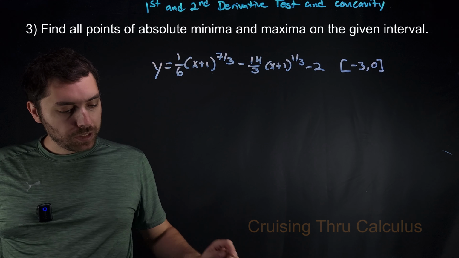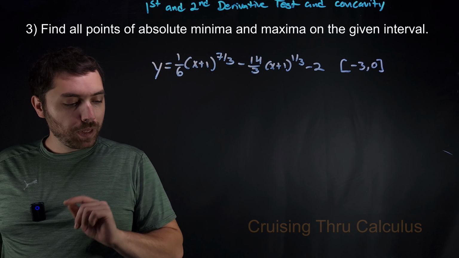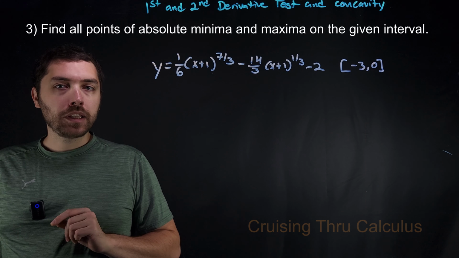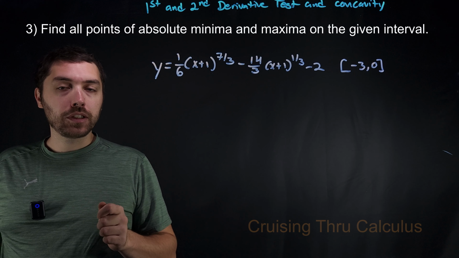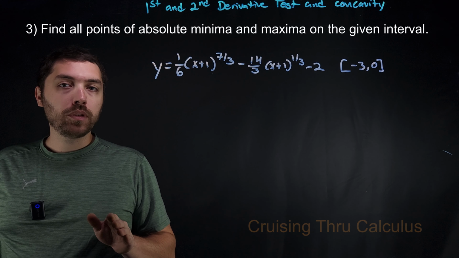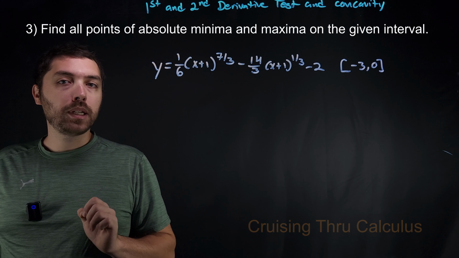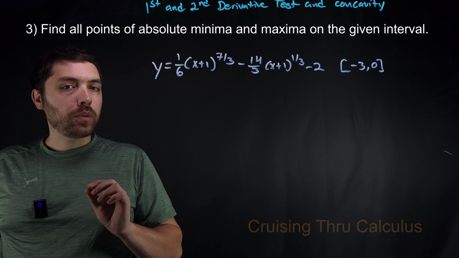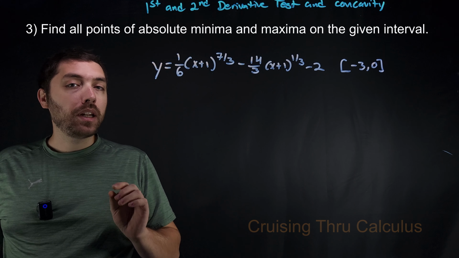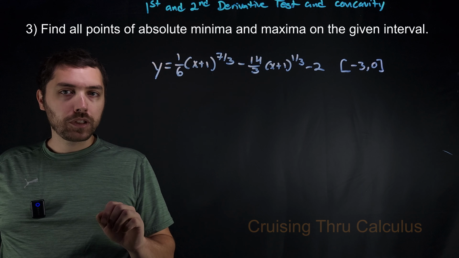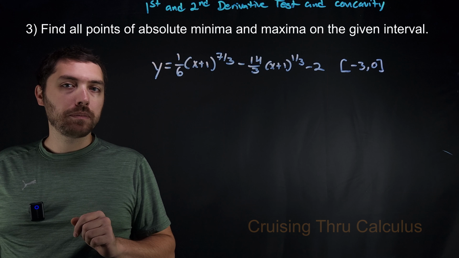Our next problem says, find all points of absolute minima and maxima on the given interval. Now, I think a lot of people mistakenly think that perhaps you need to use the first derivative test in order to find the absolute minima and maxima. But that's not true, because the first derivative test will only give you the local minima or maxima. So in order to find the absolute minima or maxima, we are still going to use the first derivative, but not the first derivative test. So we won't need to draw a number line, for example, and figure out increasing and decreasing.